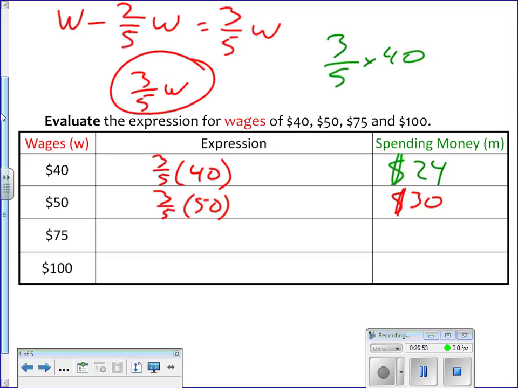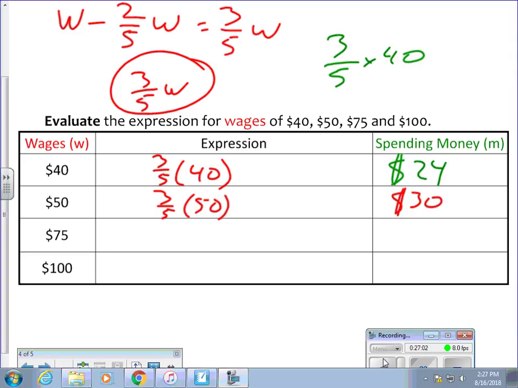Here's what I want you to do. Do the last 2 problems. Fill in the last 2 problems on the box. Okay, so first thing you do, fill in the expression, 3/5 times 75. 75 divided by 5 is 15. 3 times 15 gives you $45 to spend. Okay, the more money you make, the more you get to spend.